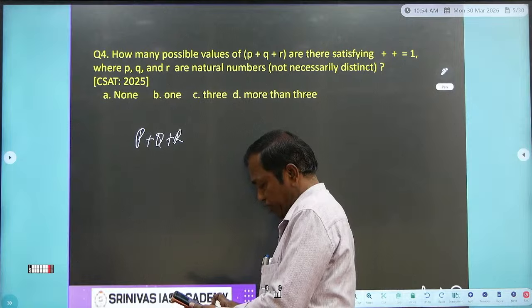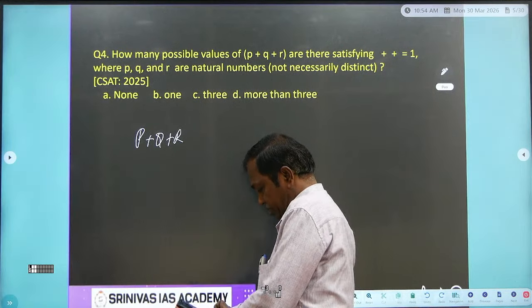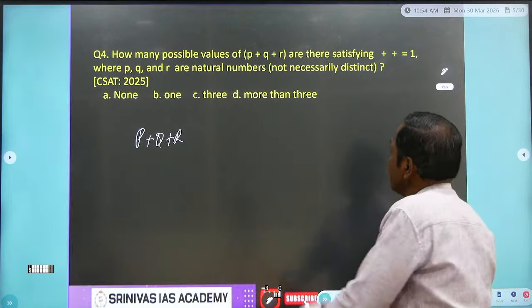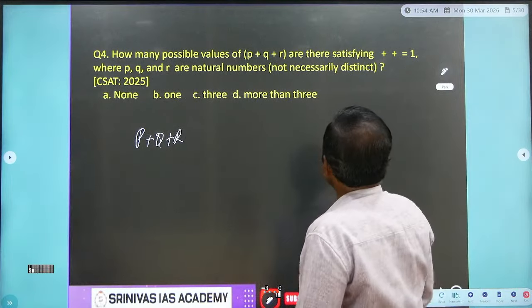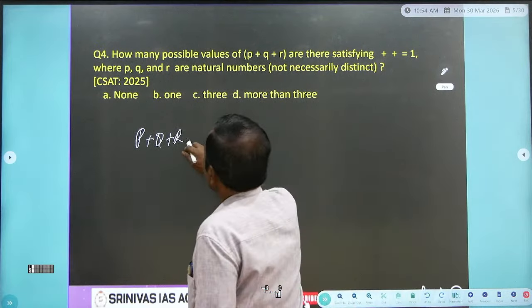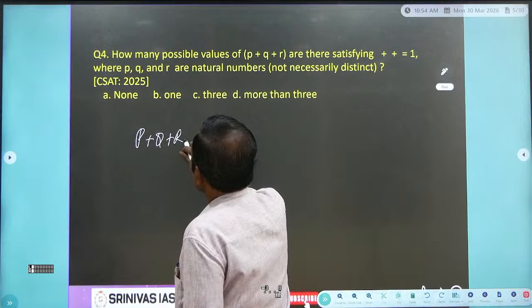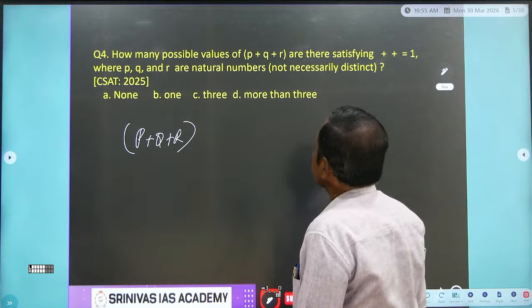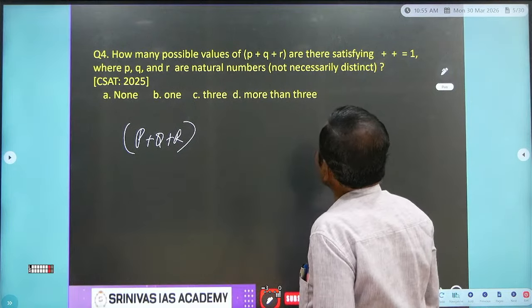Good morning everyone. Now you can see how many possible values of P plus Q plus R, where P, Q, R are natural numbers, not necessarily distinct.